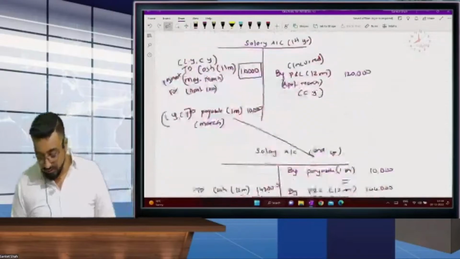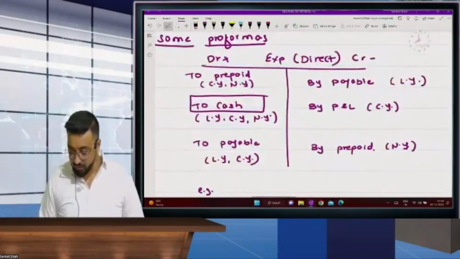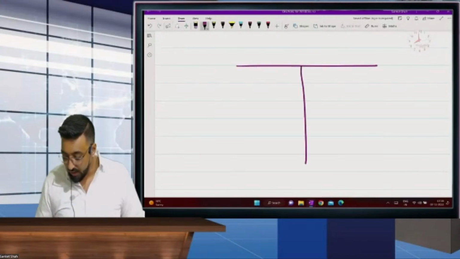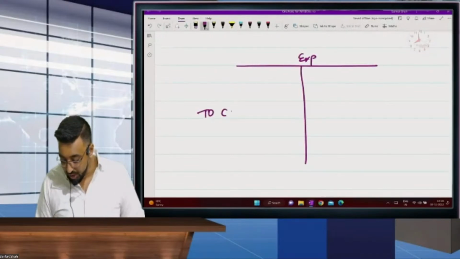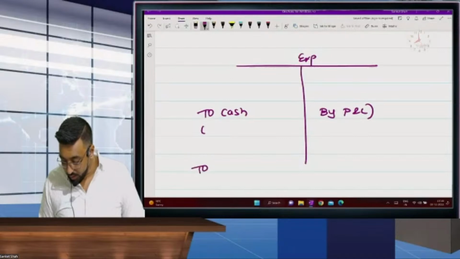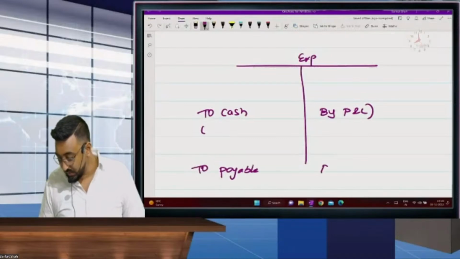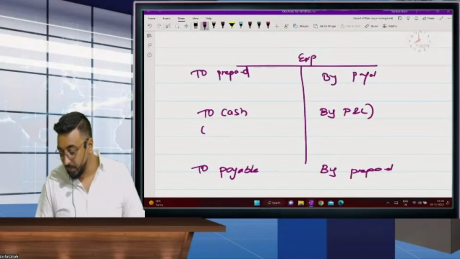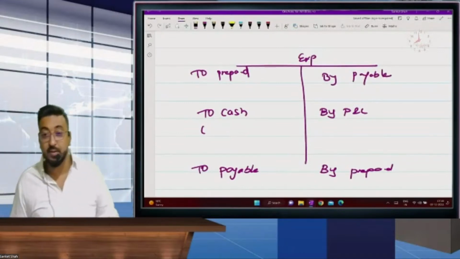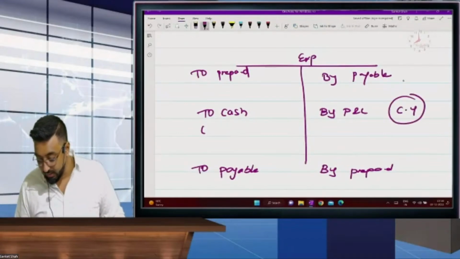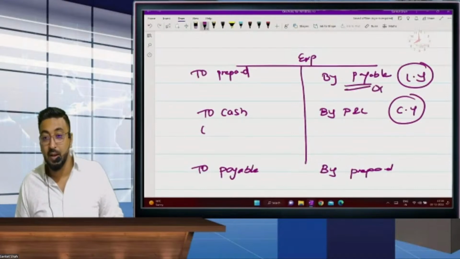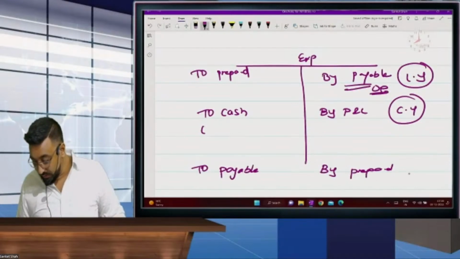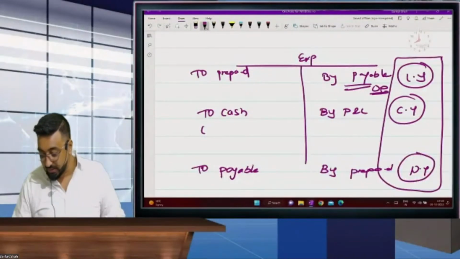So now you can understand the proforma. Now see the proforma. So now expenditure proforma, beta, very easy. How to recall the expenditure proforma? To cash and by P&L. Then to payable on the last line, by prepaid. Then this is to prepaid and this is by payable. So direct entry students, now you are getting this concept. By P&L will be of which year? Current year. By payable, opening by payable. Opening by payable is of last year that is remaining, and closing is of next year. So see, this side is very easy.